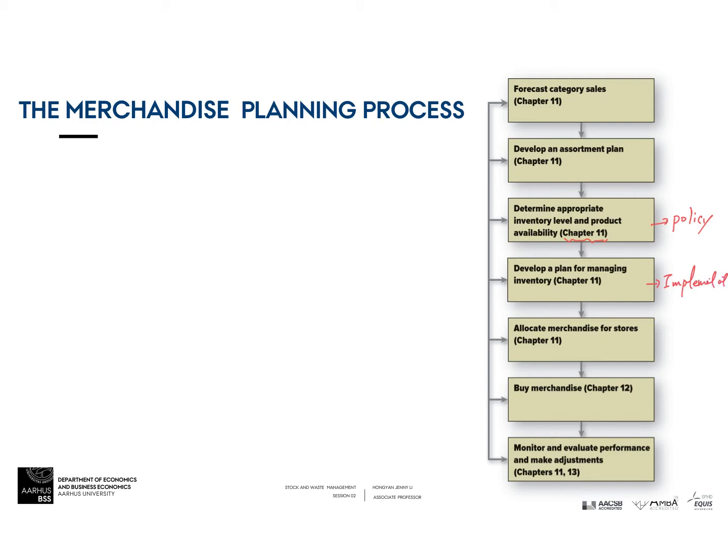And allocate merchandise to stores, so that's obviously the operational level decisions. And then buy merchandise, so that's basically supply chain related. We also talk about supply chain collaboration, and monitor and evaluate the performance and make adjustments. If you want to continue to use GM ROI, you can further look into that. Otherwise, you can have other performance measures.